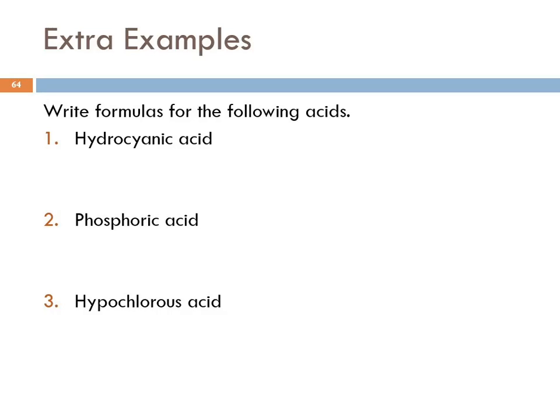So hydrocyanic acid. Let's start off with a weird one. Well, is this an oxyacid or a binary acid? It's a binary acid because of this prefix hydro. So this does not have oxygen in it. So now we're looking at cyanic.